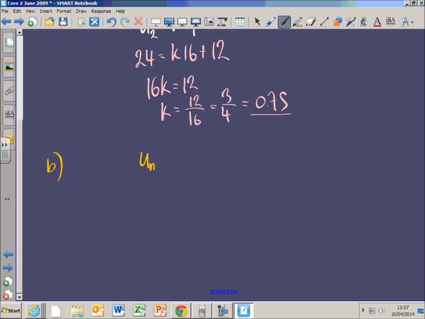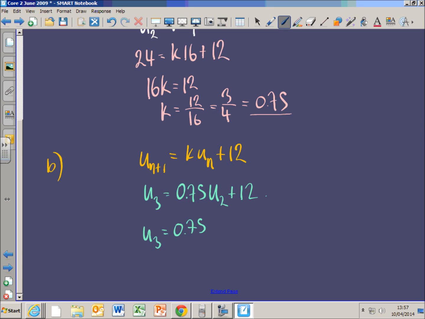The equation is u sub n plus 1 is equal to k times u sub n plus 12. If I want u3, it's going to be 0.75 times u2 plus 12. And I know what u2 is because it tells me. So u3 is 0.75 times 24 plus 12. So 3/4 of 24 plus 12. What's 3/4 of 24? 18, right?